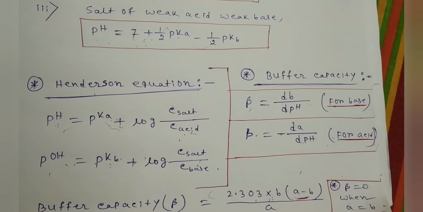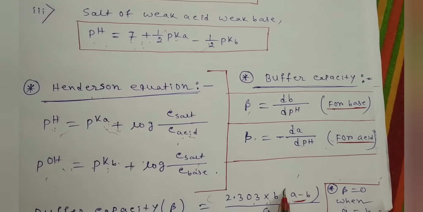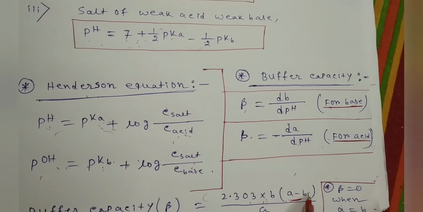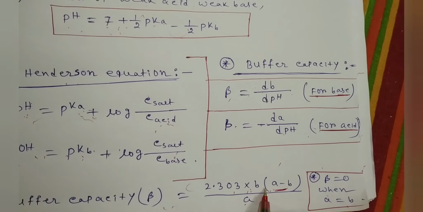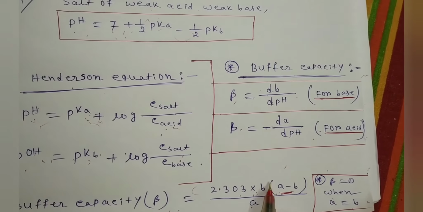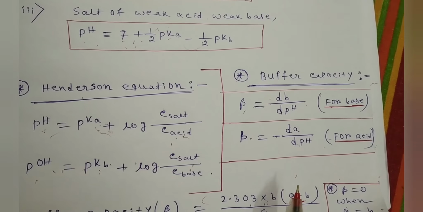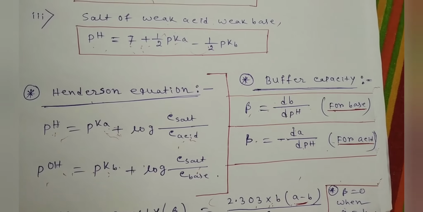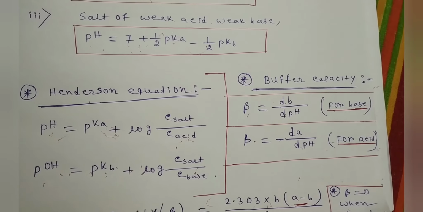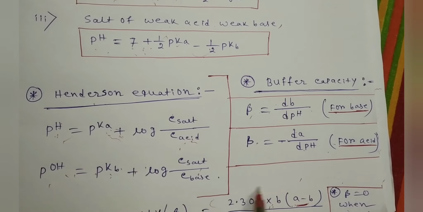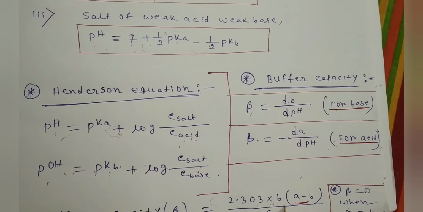Now from the Henderson equation we get buffer capacity beta equal to 2.303 into B into (A minus B) by A. That you have to remember. This is a very important thing. Now in the Henderson equation, when the amount of acid equals the amount of base, that is called the equivalence point. In that case A equal to B. If we put A equal to B here, then A minus B equal to 0. So the buffer capacity will be 0. So the least buffer capacity will be 0 when the equivalence point is present in the solution.